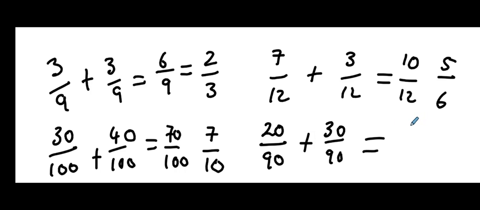And the last one: 20 90ths plus 30 90ths gives 50 90ths. My highest common factor in this case is also 10, so I divide 50 by 10, which gives me 5, and I divide 90 by 10, which gives me 9. My answer is 5 ninths. That was a short video on how to add equivalent fractions and then simplify.